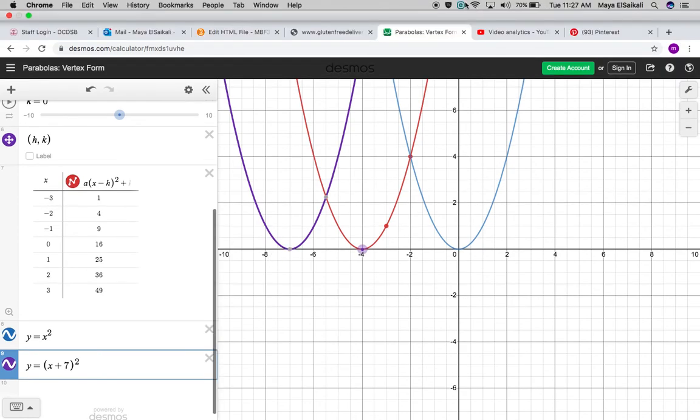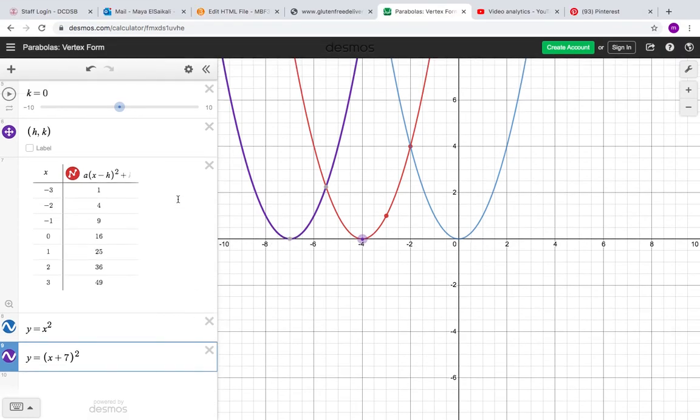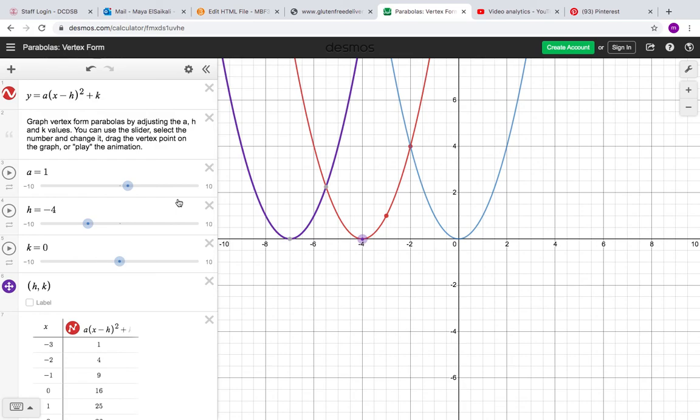Hope that's helpful. So this is the h parameter. Now remember, at the end of the day, we're going to have to look at all these different transformations and translations together and see how the new equation is going to be transformed from the original one.